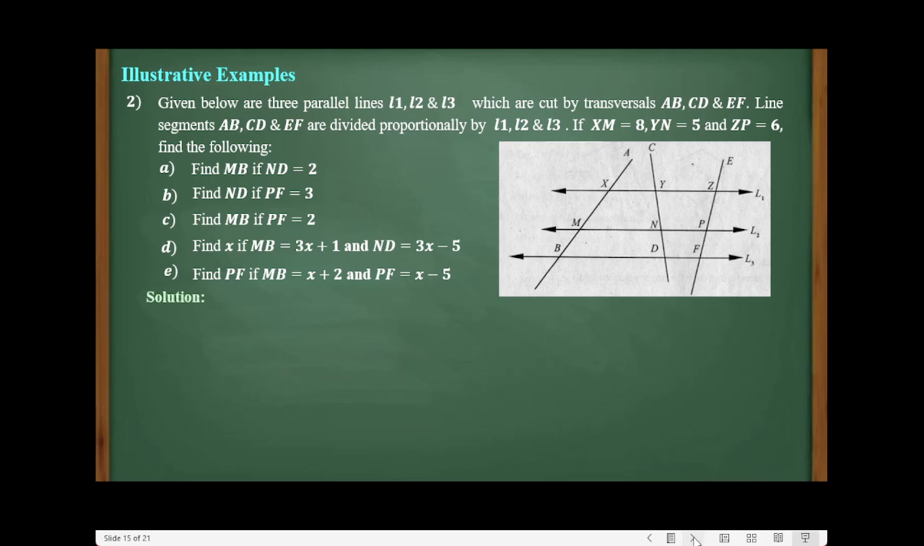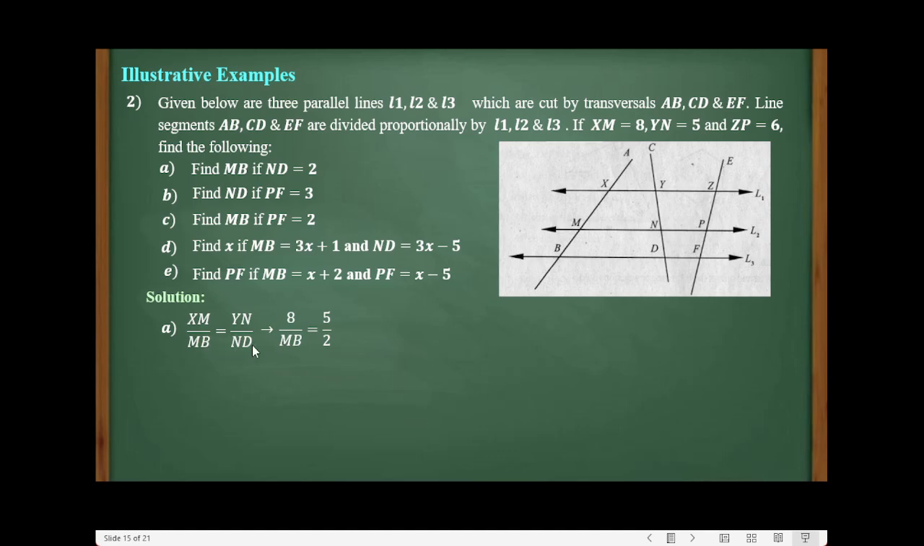So, let's begin. We go to letter A. Basically, we're going to use this proportion: XM over MB is equal to YN over ND. XM is replaced by its given value, which is 8, and YN is replaced by 5, because the lengths of these two segments are given.